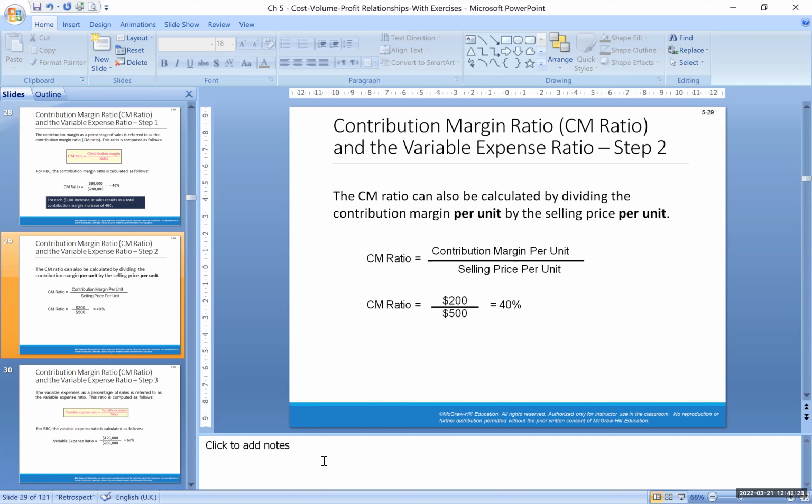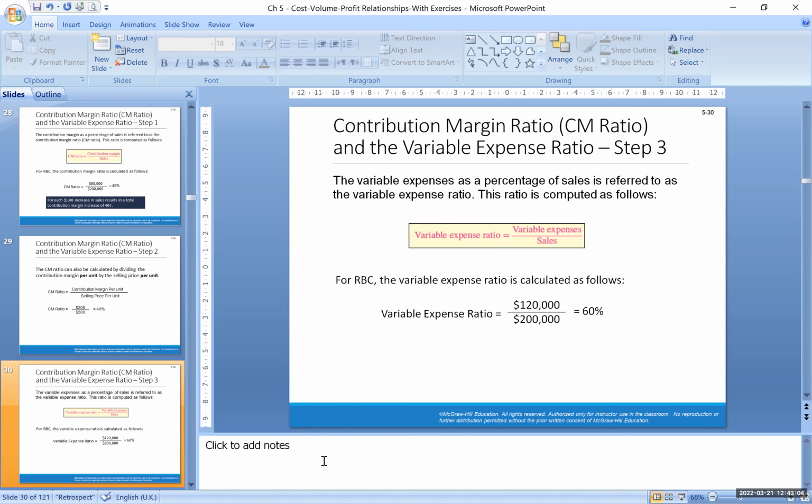Per 1 unit, the contribution margin ratio can also be calculated by dividing the contribution margin per unit by the selling price. The selling price represents the sales for the whole units. So the contribution ratio for the unit equals the contribution margin per 1 unit divided by the selling price per 1 unit. For our example, the contribution margin was $200 divided by the price, which is $500, and this equals 40% or 0.4.